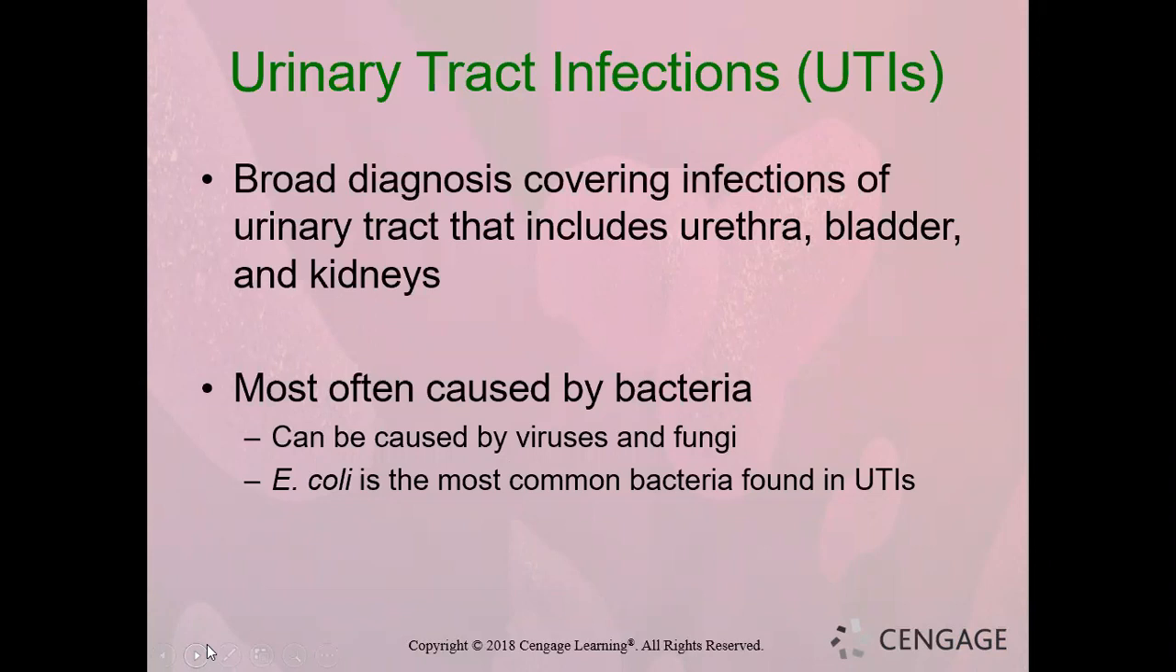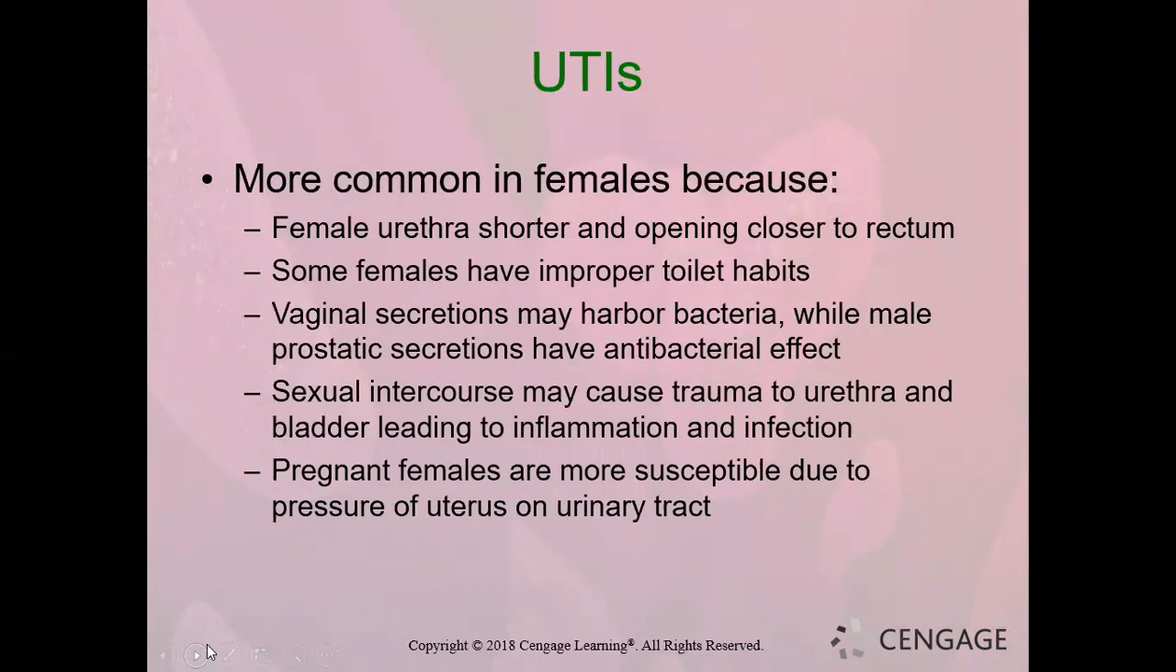It usually is from not wiping well, and that's why younger children typically tend to get UTIs a little bit more. E. coli can be found in your stool, and so sometimes wiping back to front for women and girls can cause a UTI. They are more common in females because the urethra is shorter and the opening is closer to the rectum. Some females have improper toileting habits. Vaginal secretions can harbor bacteria, while male secretions have an antibacterial effect.